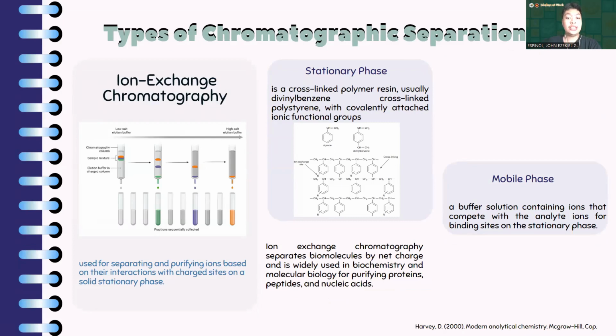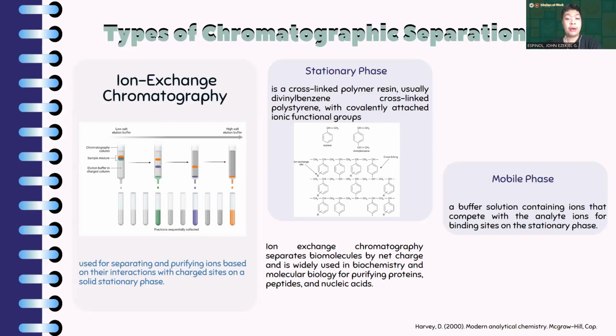In IEC, the stationary phase consists of a cross-linked polymer resin, typically made of divinyl benzene cross-linked polystyrene. This resin contains covalently attached ionic functional groups. The stationary phase in IEC is a solid support made of a cross-linked polymer resin. The most commonly used resin is divinyl benzene cross-linked polystyrene. This resin provides a stable matrix with a high surface area for interactions with analytes. Covalently attached to this resin are ionic functional groups, which can be either positively charged or negatively charged. These functional groups are responsible for the ion exchange interactions with charged analytes.